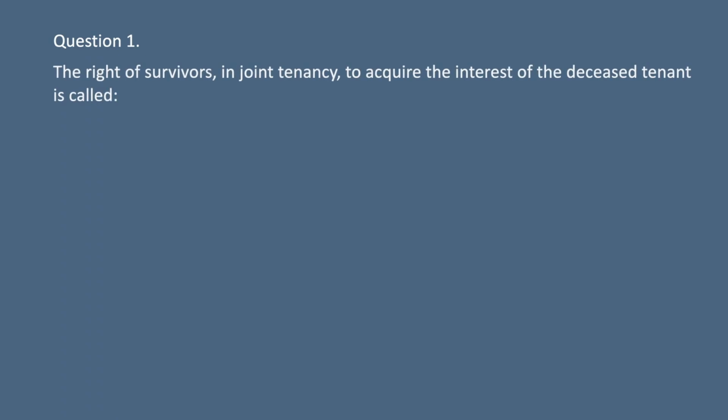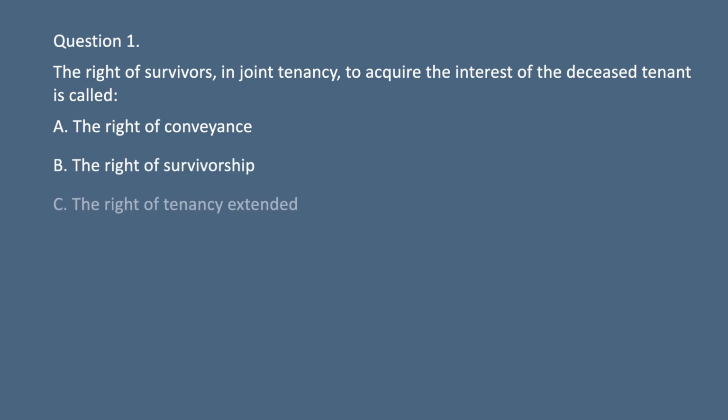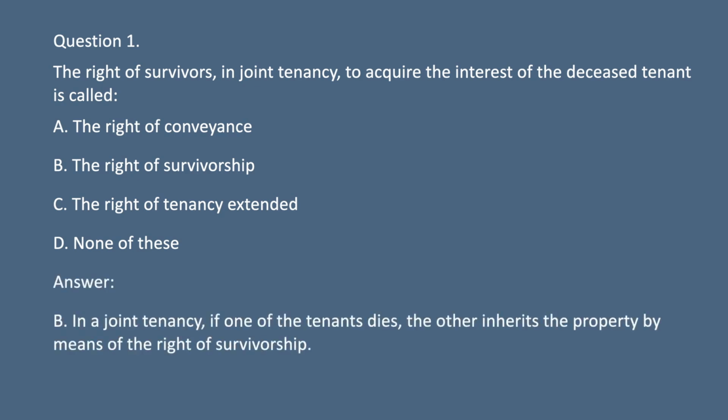www.realestateexamscholar.com. Question 1. The right of survivors, in joint tenancy, to acquire the interest of the deceased tenant is called A. The right of conveyance. B. The right of survivorship. C. The right of tenancy extended. D. None of these. Answer. B. In a joint tenancy, if one of the tenants dies, the other inherits the property by means of the right of survivorship.